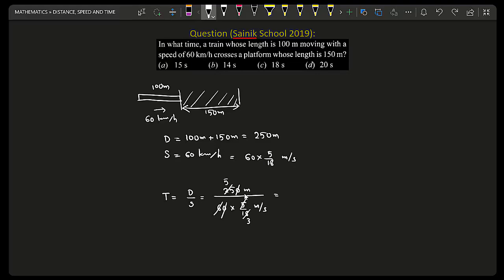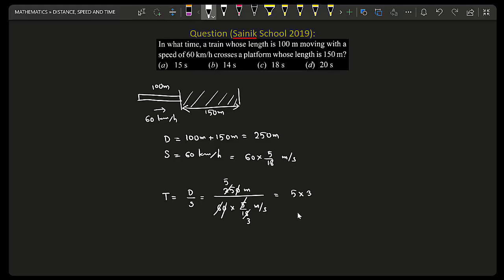If there is a fraction in the denominator, what happens? It becomes the reciprocal. That means 1 by 3, what is the reciprocal? The reciprocal of 1/3 is 3 by 1. 3 by 1 is nothing but 3 only, right? Okay, now what are the units for this?